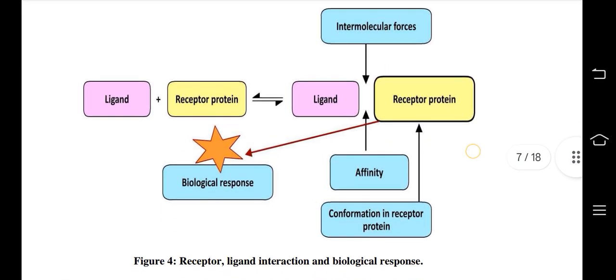Okay, you could see a receptor-ligand interaction and biological response flowchart. Ligand, receptor protein, intermolecular forces, affinity, conformation in receptor protein, biological response.